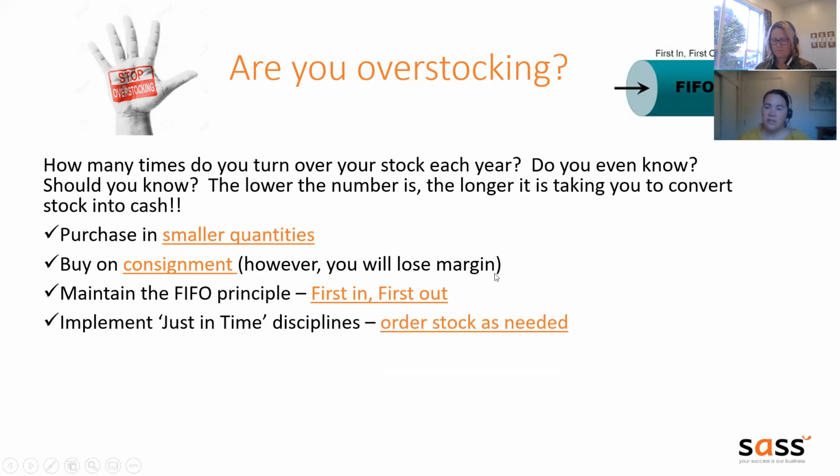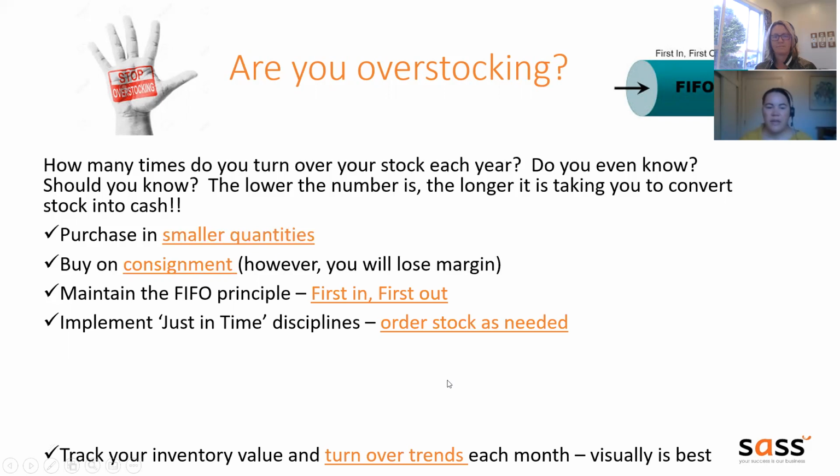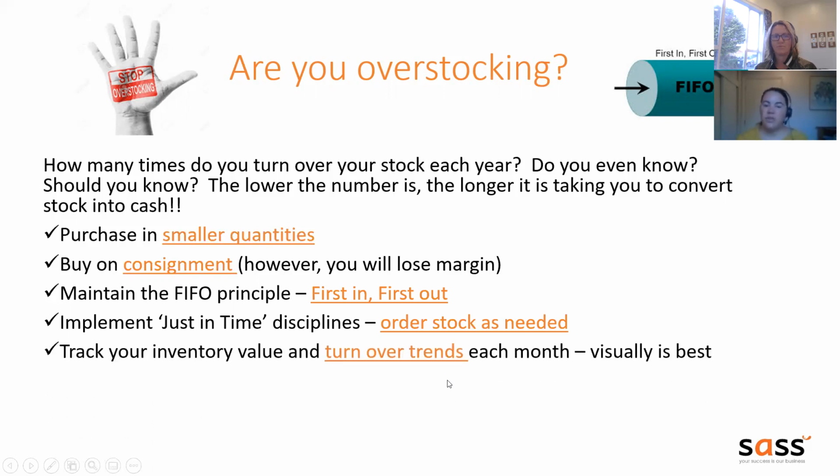Implement the just-in-time disciplines. So order stock as needed. I know a really good example of an electrician who has an agreement with his stockist, and when he needs that stock, he gives them a quick call and then they come out and deliver it. So look to work with your suppliers on ways to order stock quickly as you need it and not hold it on site or in your vans.